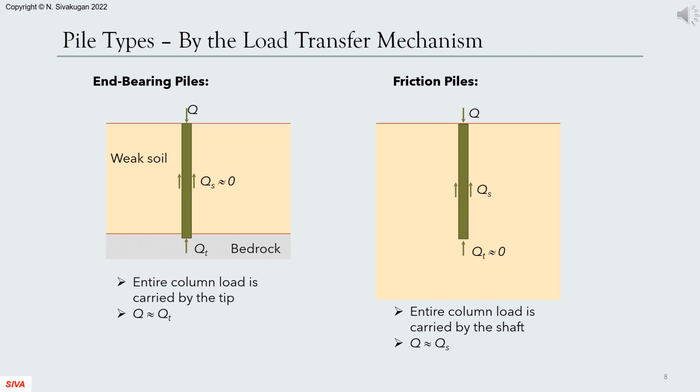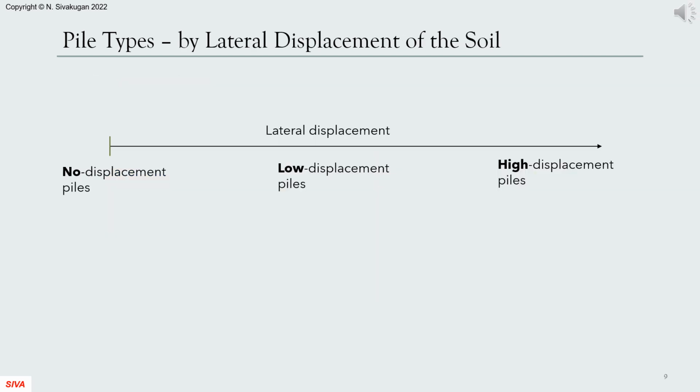When the load applied at the head is mainly taken by the pile shaft, it is called a friction pile, where Qt equals 0. These two are the extreme cases. Very often, we are between the two, where the loads are carried both by the shaft and the tip.